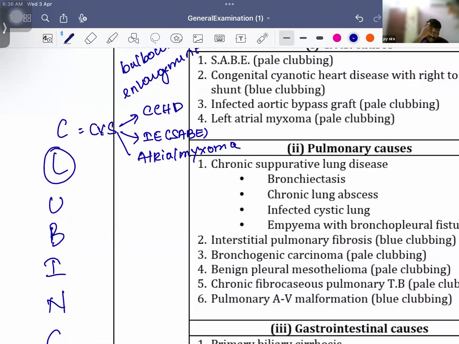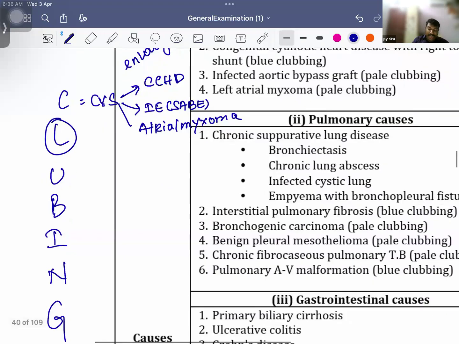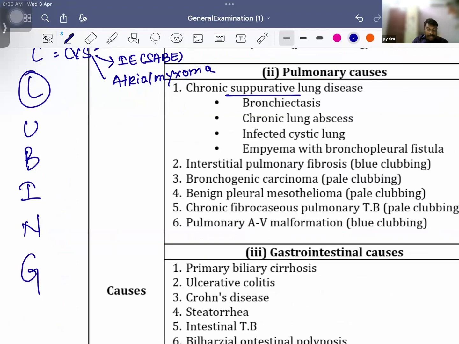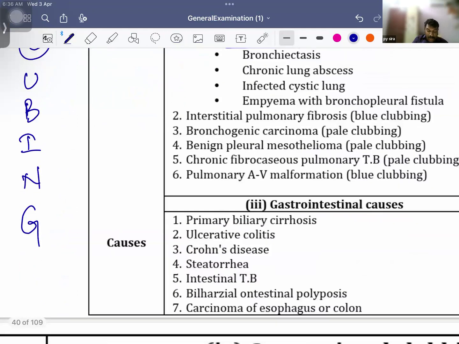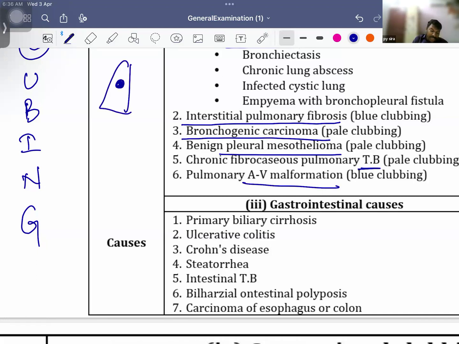Then coming to lung diseases. All suppurative lung diseases, wherever there is infection and inflammation, you get clubbing. Then interstitial lung diseases or interstitial pulmonary fibrosis, bronchogenic carcinomas, pleural carcinomas. Then tuberculosis. Previously it was told that tuberculosis is not a cause of clubbing, but nowadays they say tuberculosis is a cause of clubbing. Then AV malformation. So in the lung, it is any suppurative lung inflammation, tuberculosis, pleural carcinomas, lung carcinomas, and AV malformation.